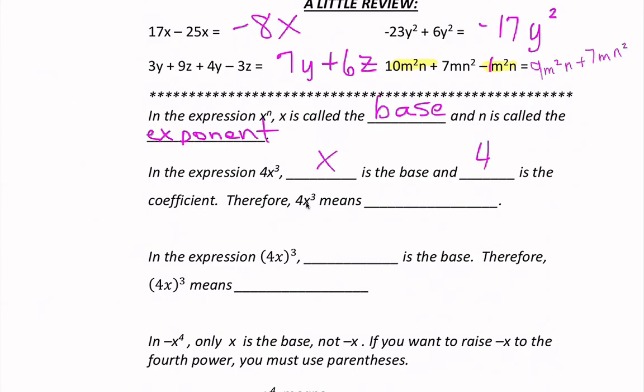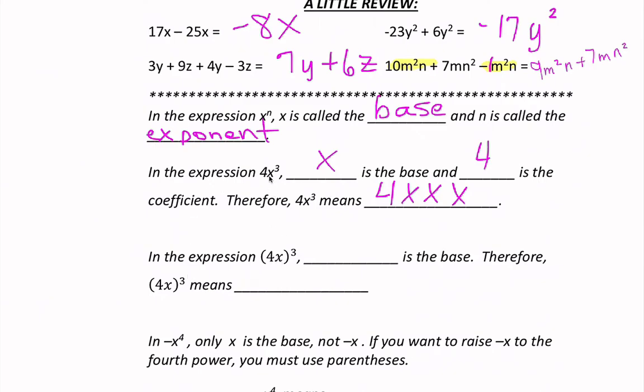So let's figure out what 4x to the third actually means. So 4x to the third, since this is my base, the exponent tells me I want 3 of these bases. So I have a 4 out front, which is my coefficient. X to the third means I want 3 of these guys, so I want x 3 times. So really, 4x to the third means 4 times x times x times x.